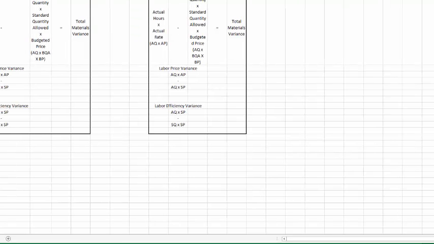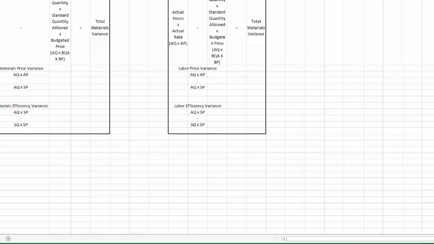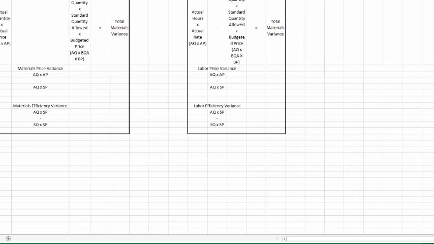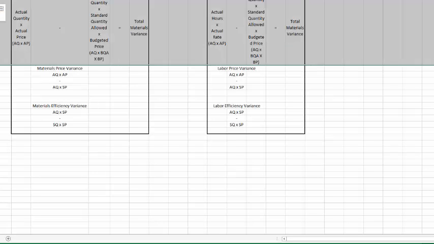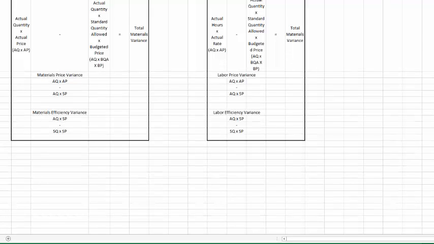Here I'm trying to show you, by taking this information and going a little bit further, that we can break this information down. All right, so you guys see here that I'm comparing the actual column with our flexible budget column. Actual column versus flexible budget column.